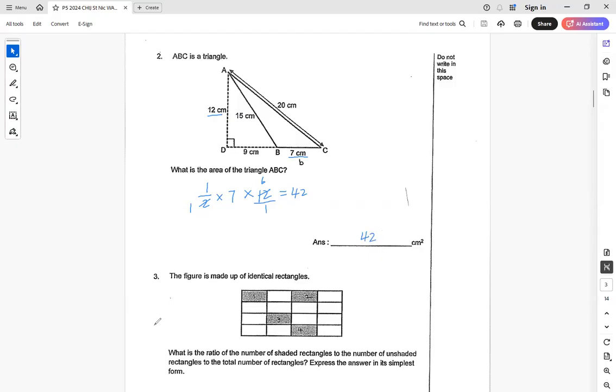Okay, question 3 here is a ratio question, which is not in the P5 syllabus. So this one, I will skip. Okay, let's move on to question 4 here.